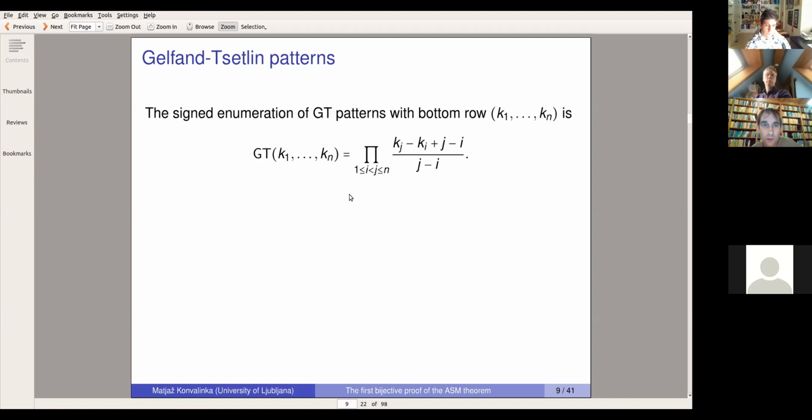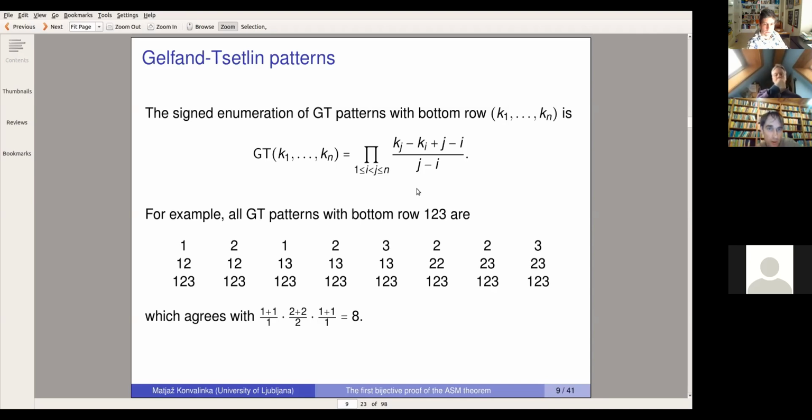Okay, and this is well known. So what is the number of GT patterns? And when I say number, I mean signed enumeration. So you take the number of positive ones minus the number of negative ones. And the rule is that you get this nice product formula. So if you look at GT patterns with bottom row k1 through kn, this is the formula that you get. So this is an example. If you look at bottom row 1, 2, 3, you have 8 options. Well, that's what the formula predicts. And as you can see, you indeed have exactly 8 options. Okay, so these are the GT patterns. So any questions so far?